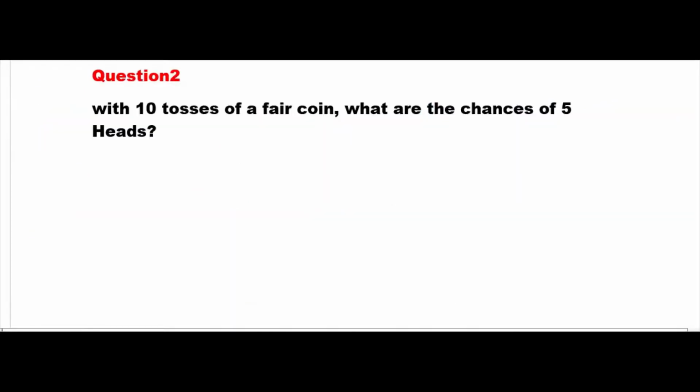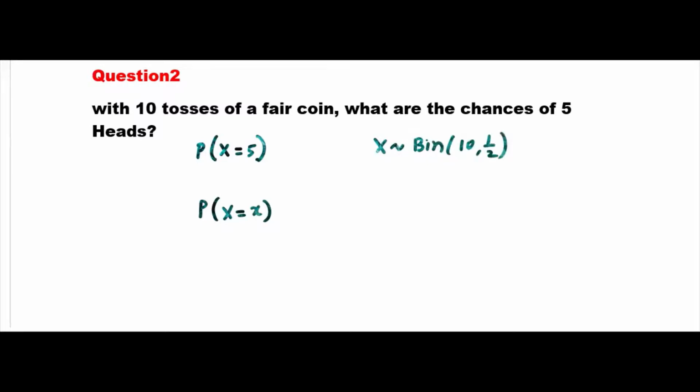With 10 tosses of a fair coin, what are the chances of 5 heads? Okay. That means we want to find the probability that you will get 5 heads here. We know probability x is equal to x because x follows binomial distribution with n 10 and probability half. It's not given, but it's a fair coin. That means I can take half here, and then I know n and p. N is 10 here, p is half here.